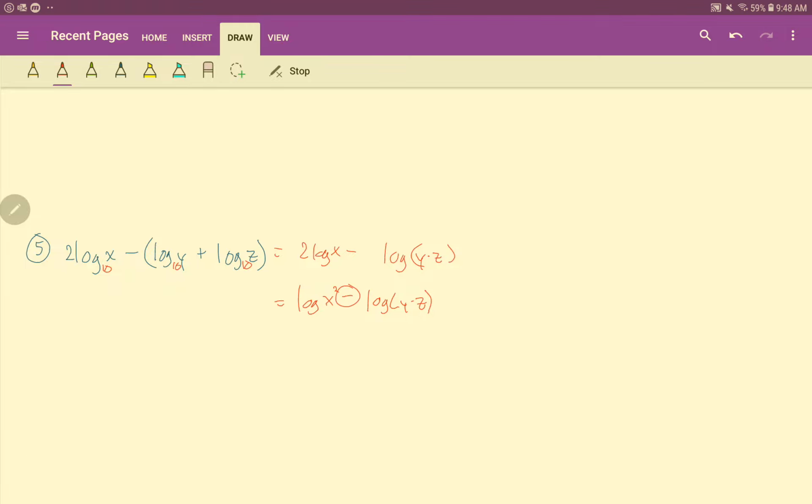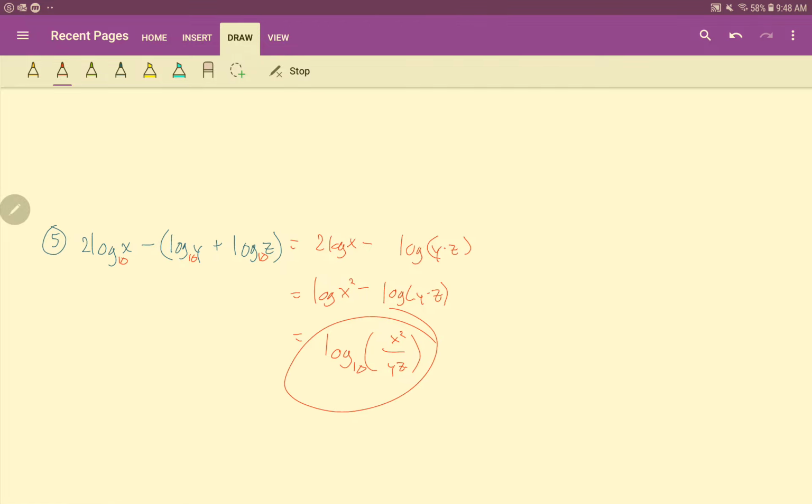And now we have subtraction, so I can change that to division. Okay, since y times z was all that was in the logarithm there, that whole quantity goes in the denominator. And there's our final answer. If you want to put a 10 there, you can. You don't have to write a 10 though. If you don't write a 10, it's understood that a 10's there.